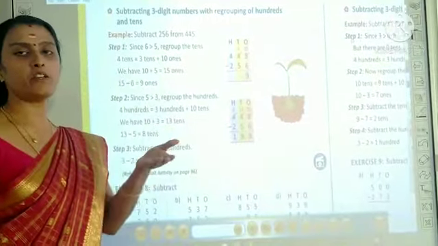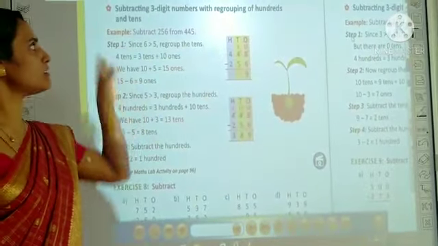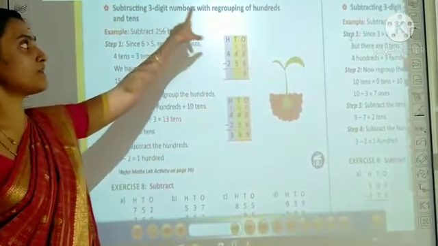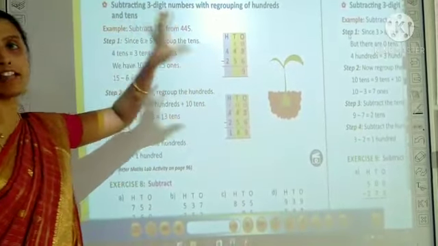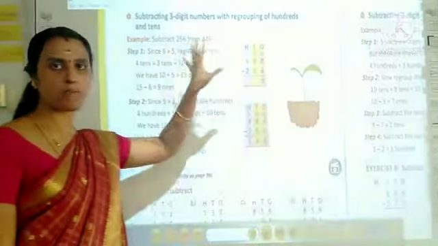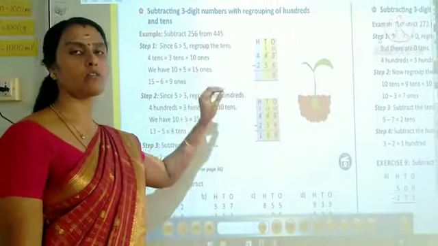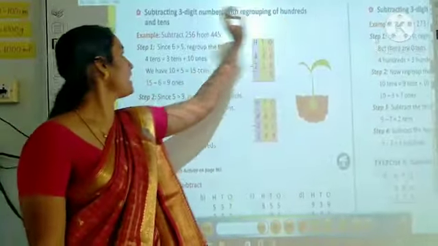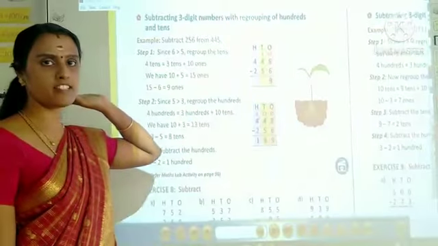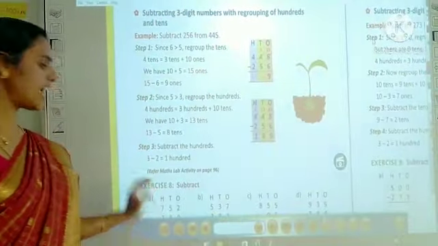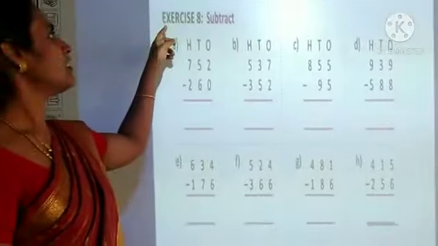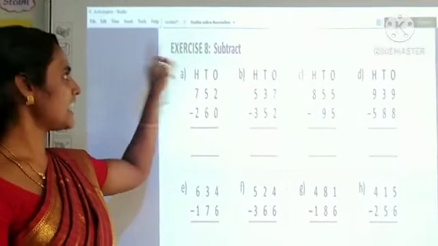So in the previous video, we saw how to subtract the 3-digit numbers with regrouping the tens place. Clear? We regrouped only the tens place. So in this video, we are going to see how to regroup the hundreds place and the tens place. Okay children? Let us see exercise 8 now.